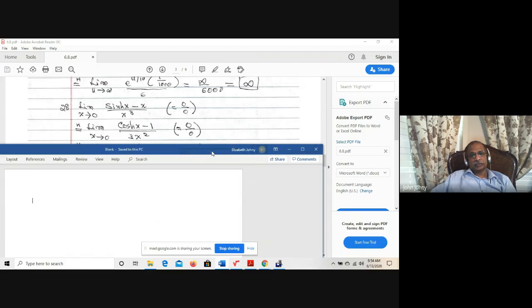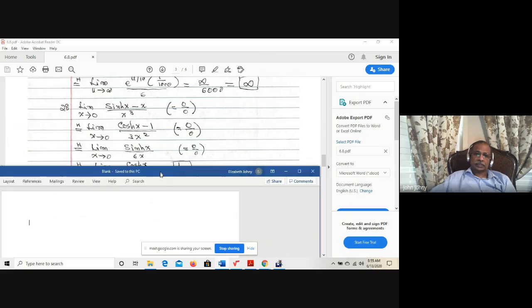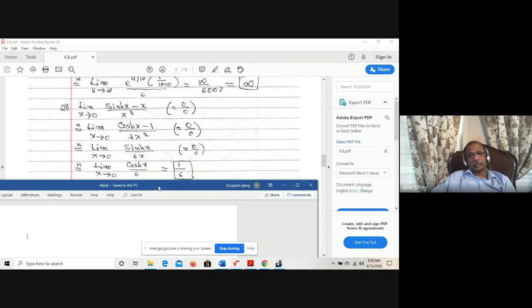Derivative of sinh x is cosh x. Derivative of x is 1. So numerator is cosh x minus 1. Denominator is 3x squared, the derivative of x cubed. That is 0 over 0 again, because cosh 0 is 1, and 1 minus 1 is 0. Differentiate once again. Derivative of cosh x is sinh x divided by 6x. Again 0 over 0. Differentiate once again. Cosh x divided by 6, which is 1 over 6, because cosh 0 is equal to 1.